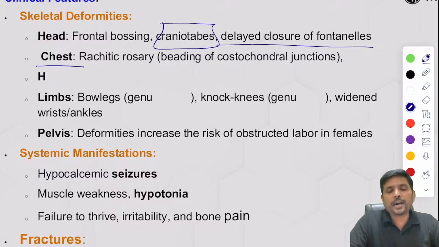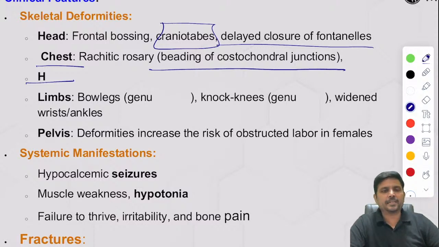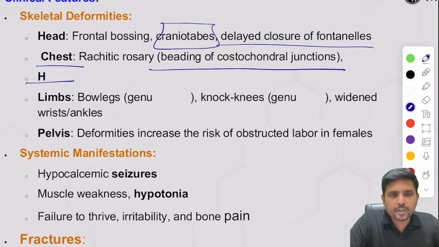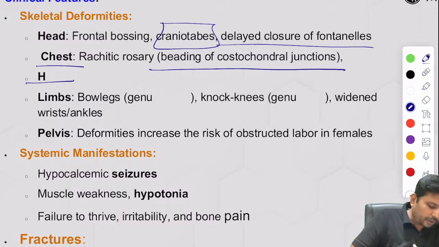And then you have severe dental caries, and because of the poor growth, poor deposition of calcium and decreased apoptosis at the growing ends, you will get beading of the costochondral junction, and it is usually painless. Beading of the costochondral junction, and when it occurs at the junction of thorax and abdomen, we call it Harrison sulcus.